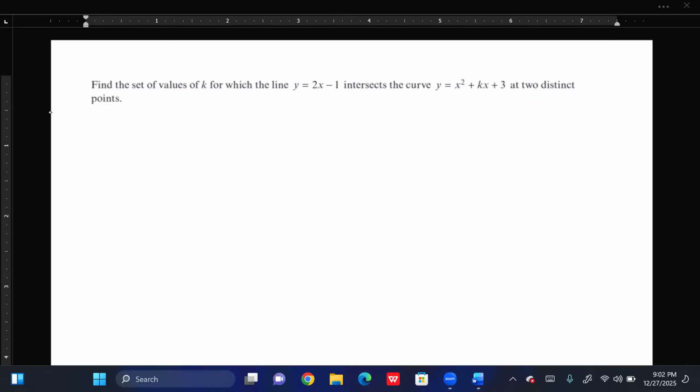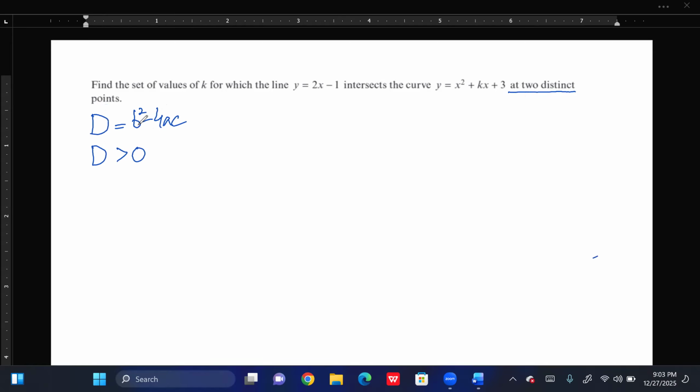As we notice this condition, the very first thing that comes to my mind is the discriminant, which is b squared minus 4ac. And that discriminant must be greater than 0. Why? Because we have two distinct points.